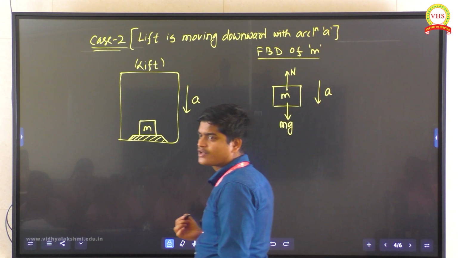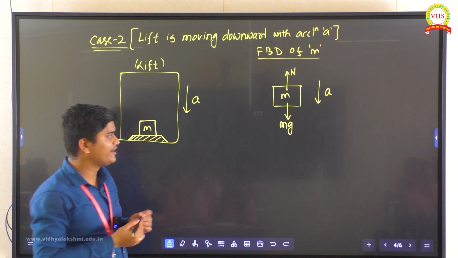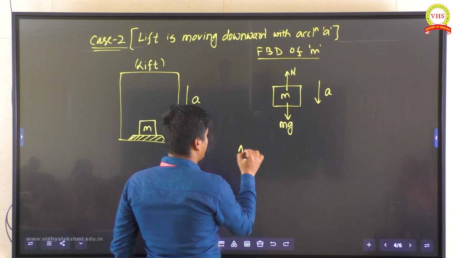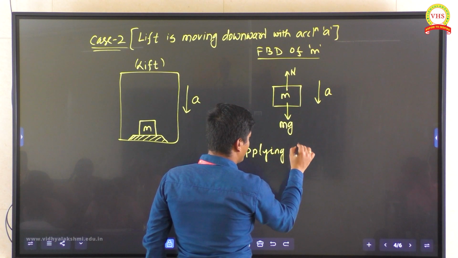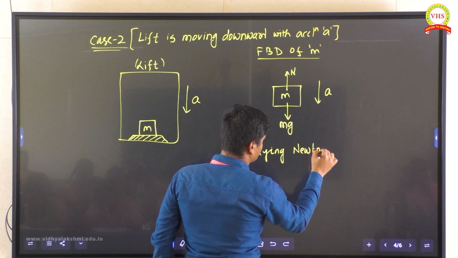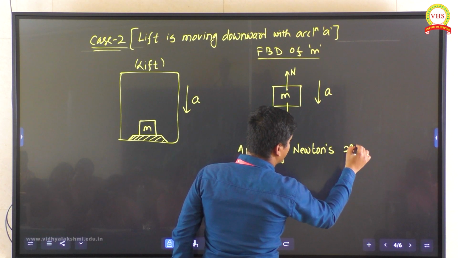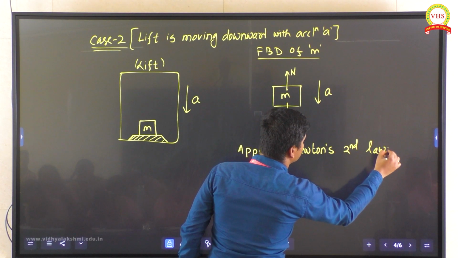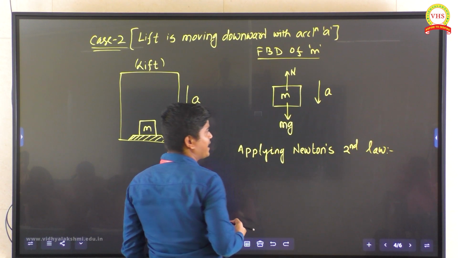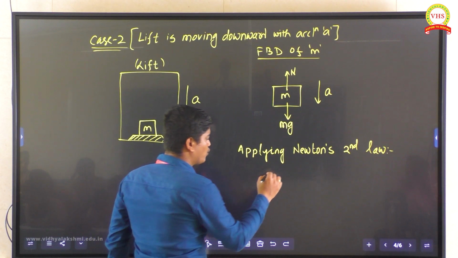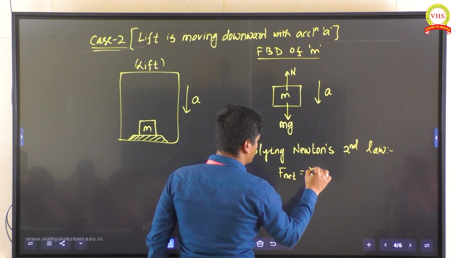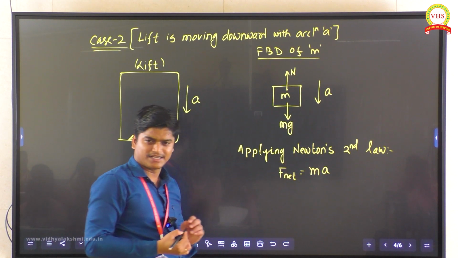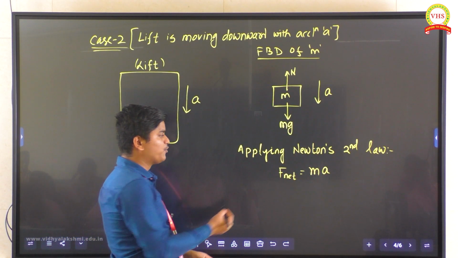Now I want to apply Newton's second law here. What will I write? Net force in the vertical direction equals mass times acceleration. Now what is the net force, you say?